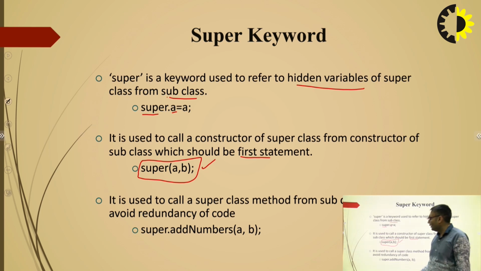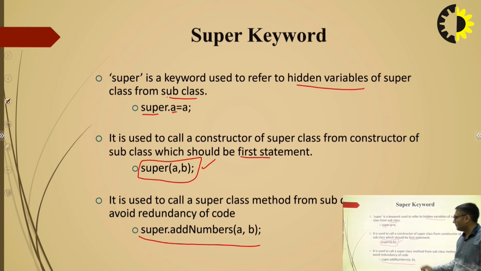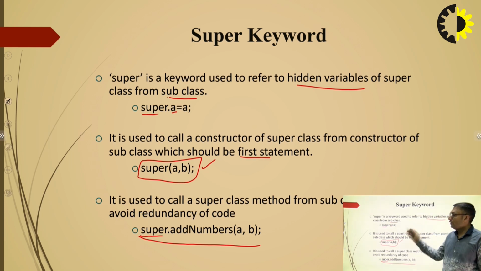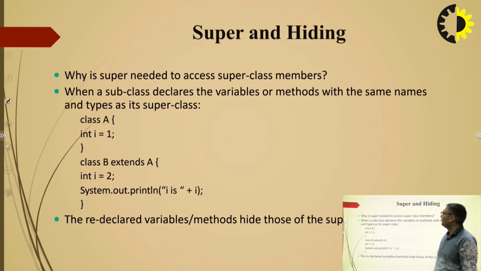Another usage of the super keyword is to call a superclass method from a subclass method to avoid redundancy. So we will use it like this. addNumbers is a method of the superclass, and addNumbers is a method of the child class as well. But in the child class, I want to access the superclass one, so I will write like this: super dot. So these are the usages of the super keyword.